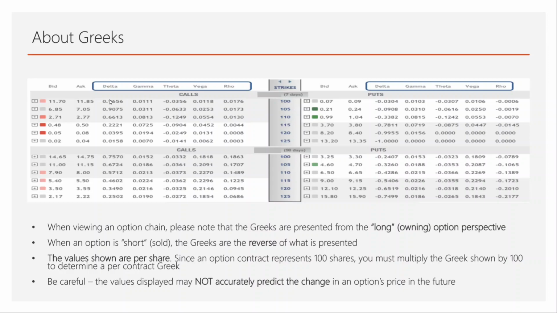All the values shown here are per share. So here is the options price. If I want to buy the 100 strike call, I need to pay 11.85 per option. But for one contract, how many options do we have? 100 options. Similarly, this delta is for one option. For one contract, you need to multiply it by 100. And this is not exact, just a prediction. So this helps us to identify the future option price.